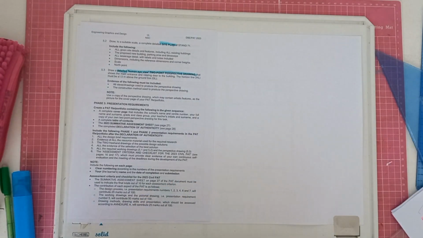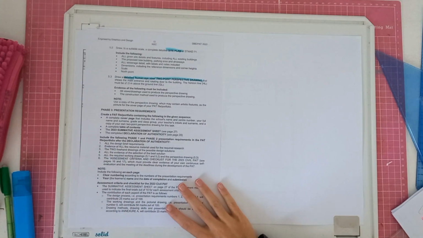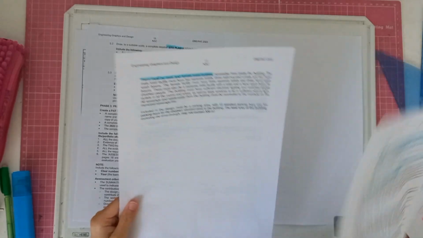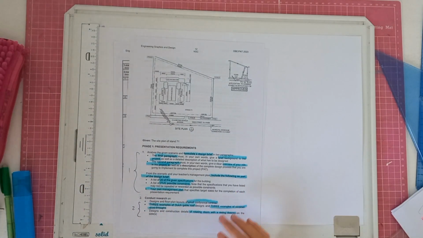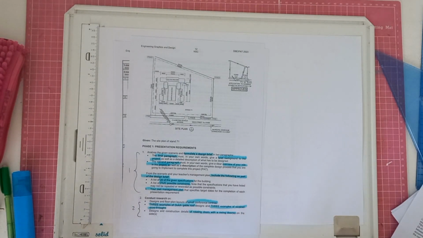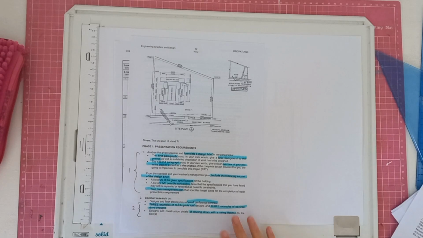Okay, so let's start with the site plan. Obviously I'm not going to draw up the site plan because that's going to take quite a bit of time, and I think if I just explain it to you, you will understand what I mean. Just remember, phase 2 is the part of your PAT where you have borders around your pages, which I'm not going to do with you because that's wasting our time. You can ask your teacher if you're not sure how to do the border. They will be able to help you with that.